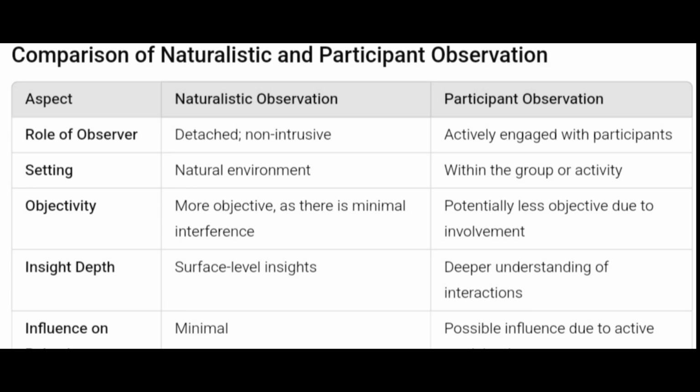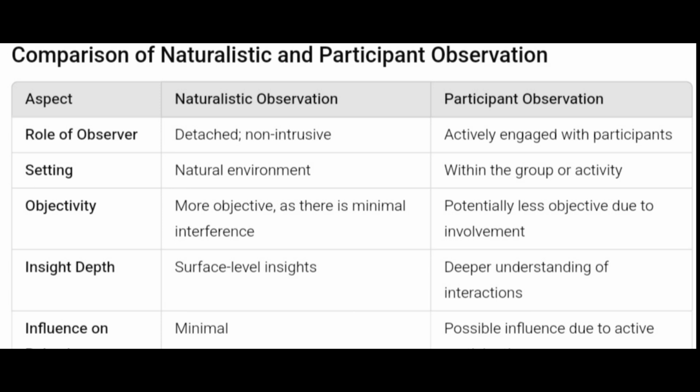Now, the aspects of naturalistic observation and participant observation. So the first aspect, let us say, is the role of the observer. What is the role of the observer in naturalistic observation? Detached, non-intrusive. Here the researcher is not participating in the group, but in the participant method you will see the observer actively engaged with participants. In participant observation, the observer is involved in the group activities.